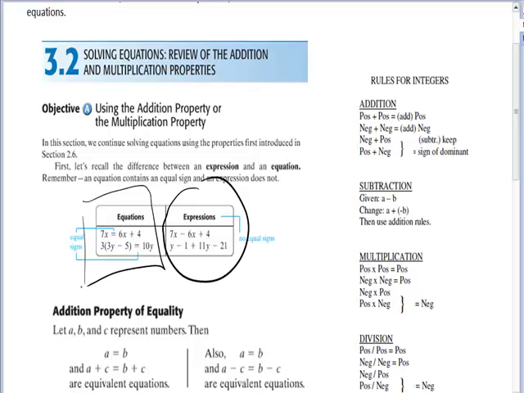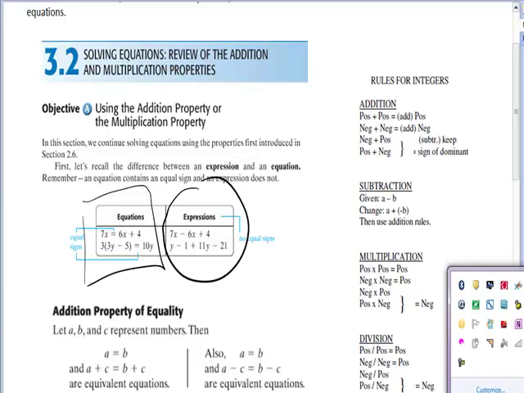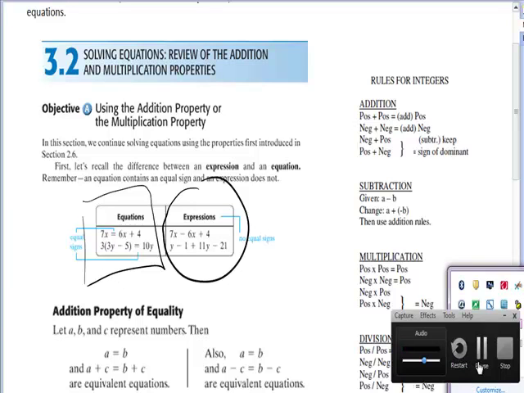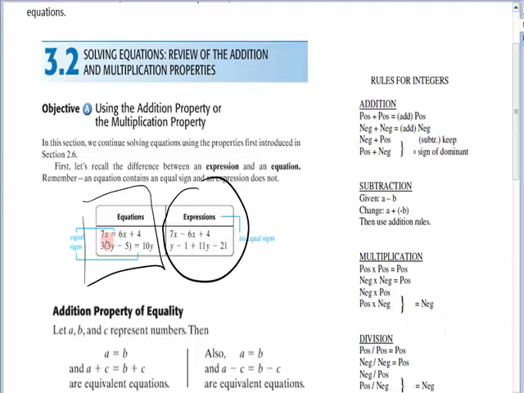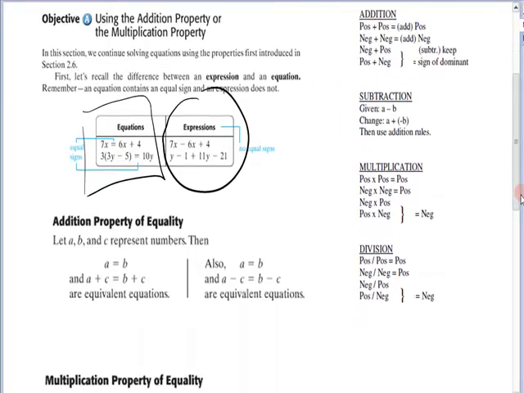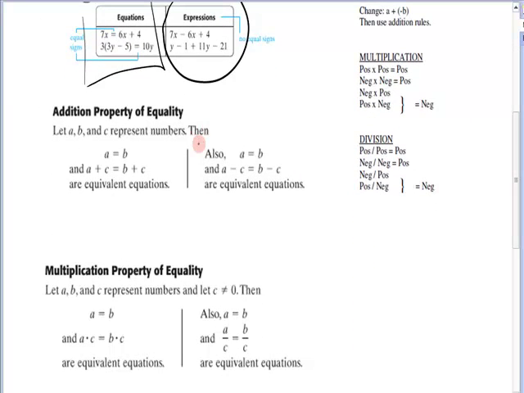has an equal sign. It has an expression on the left and an expression on the right. So over here you see an expression, an equal sign, and an expression. You can solve an equation. Expressions can only be simplified. Equations can be solved.